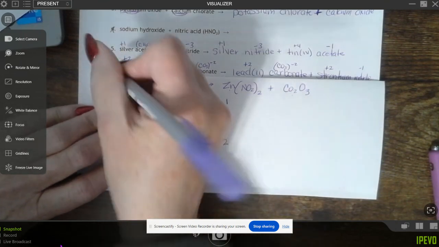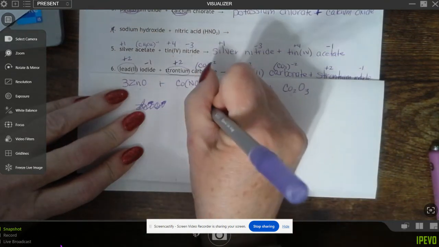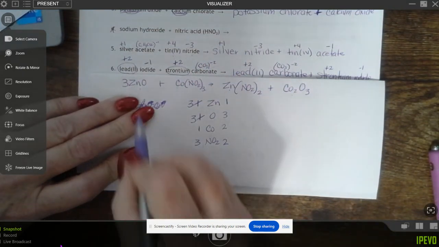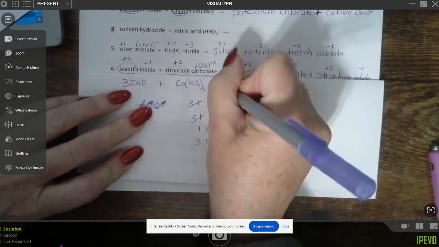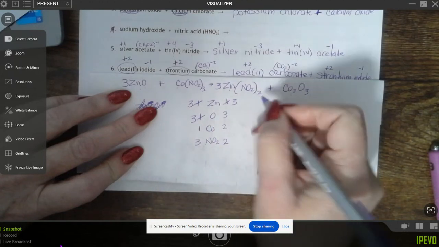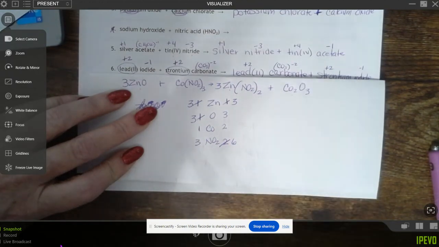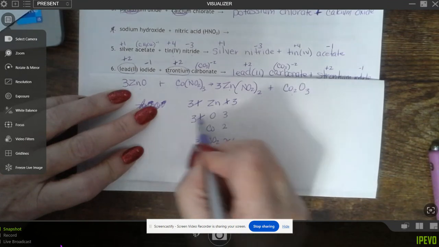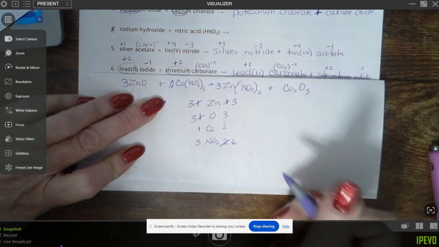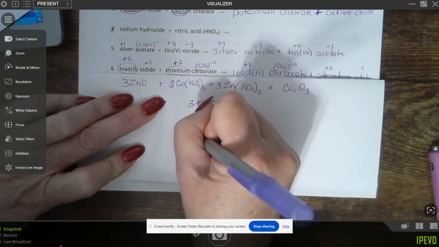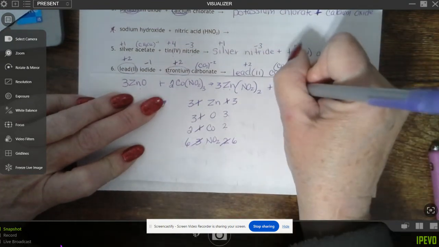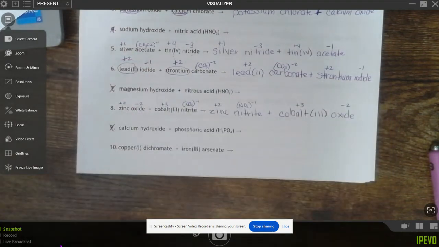So if I put a 3 here, that gives me 3 zinc and also 3 oxygen. So let's see, 3 zinc here. If I put a coefficient of a 3 here, I have 3 zinc, and 3 times 2 is 6 nitrites. So that's balanced. Cobalt: there are 2 over here and only 1, so I'm going to put a 2 here. That gives me 2 cobalt and 6 nitrite. So that is balanced. All right.